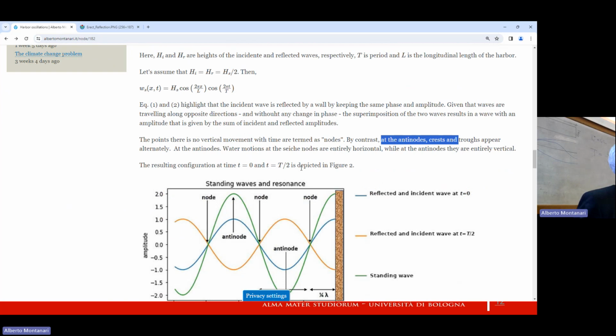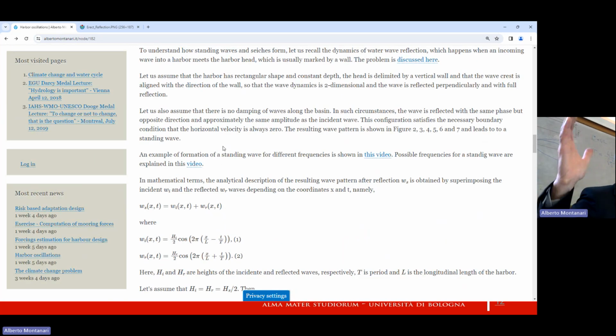Sorry, you said for closed basins, we have just antinodes? Yeah, in closed basins, we have two antinodes. In open basins, a node at the mouth and an antinode at the head.